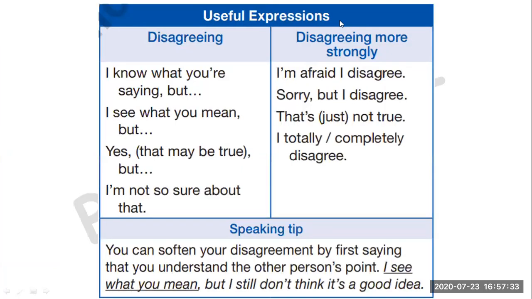Okay, so in this case, we are working with useful expressions. We finished with the vocabulary. So we are working with useful expressions: disagreeing with a person when you don't have the same opinion as another person. Okay, so we have 2 parts, disagreeing and disagreeing more strongly, right?